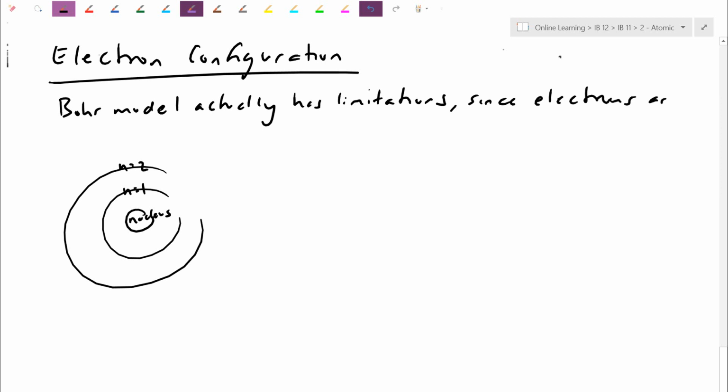The Bohr model has limitations since electrons are not actually in orbit around the nucleus. This is when you go back to your junior science teachers, they'd be like, what? Why'd you teach me this? But again, it's not that it's wrong, it's just that it's incomplete.